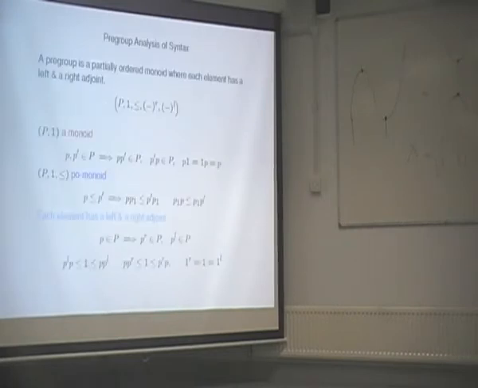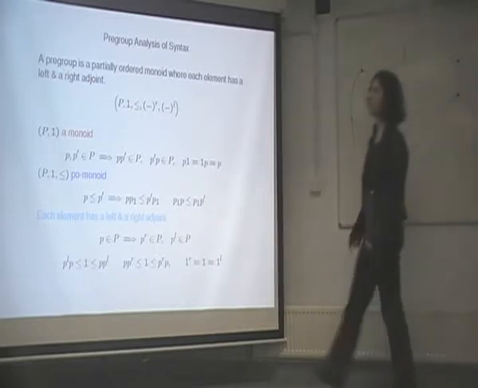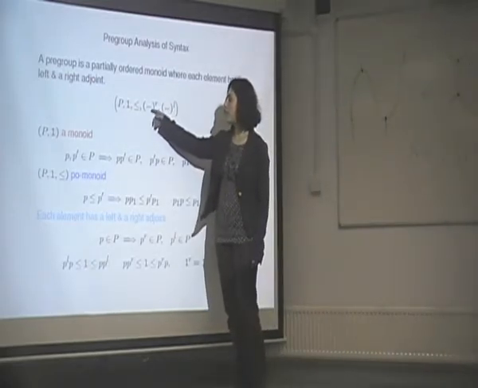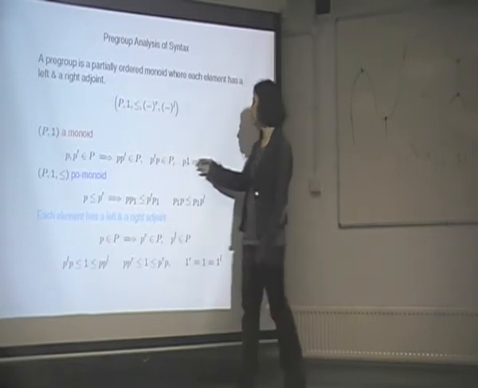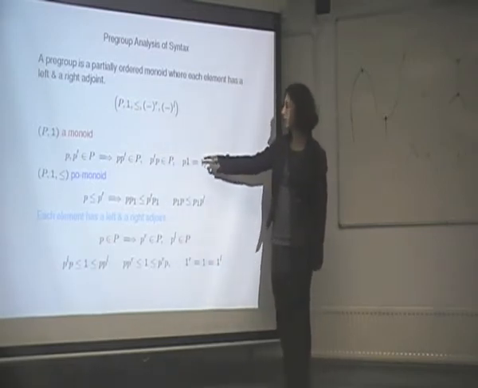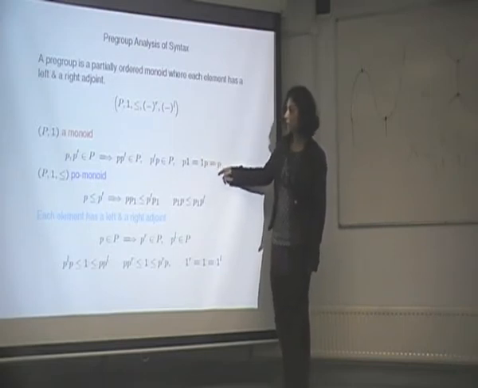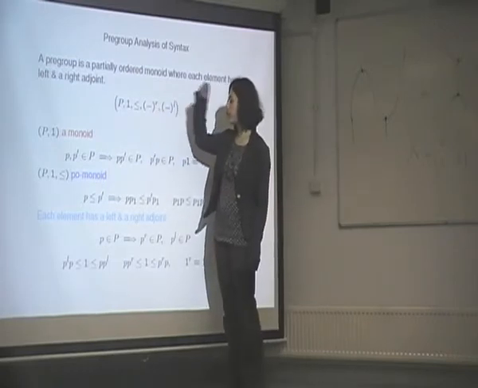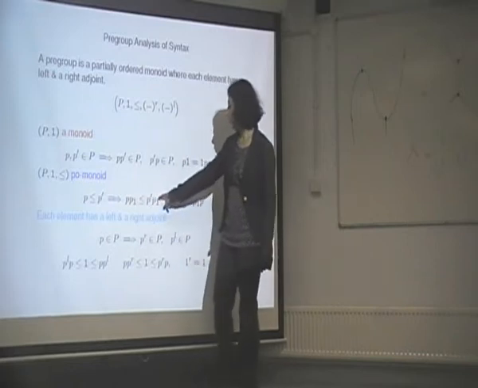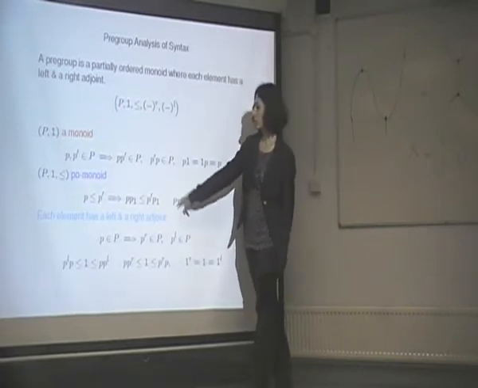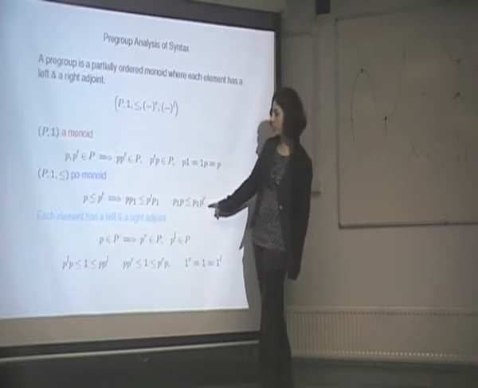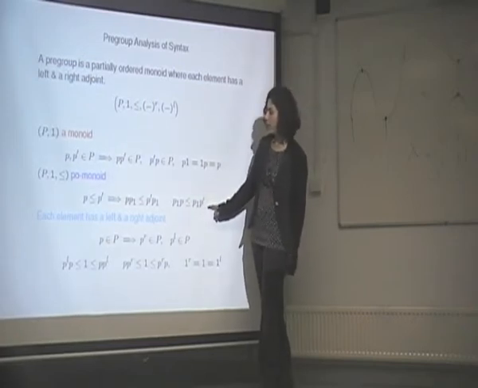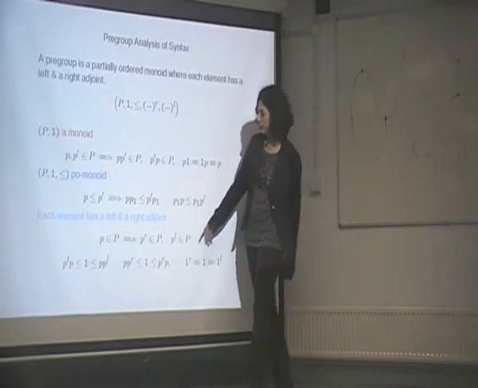Now I would like to say something about how, for example, this pregroup way of analyzing syntax works. A pregroup is a partially ordered monoid, where each element has a left and a right adjoint. It's a monoid, we all know what it means, and one is the unit. The partial order preserves the multiplication of the monoid in both directions. So this is quantitative.